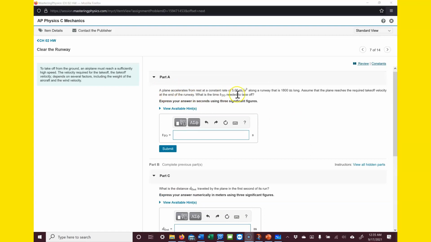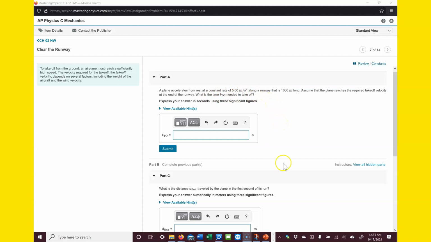Alright, part A. A plane accelerates from rest at a constant rate of 5 meters per second squared along a runway that is 1,800 meters long. Assume that the plane reaches the required takeoff velocity at the end of the runway. What is the time needed to take off?